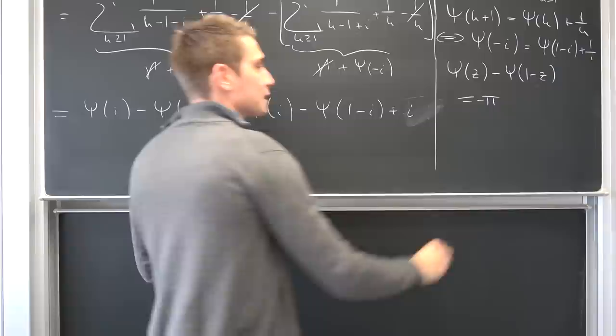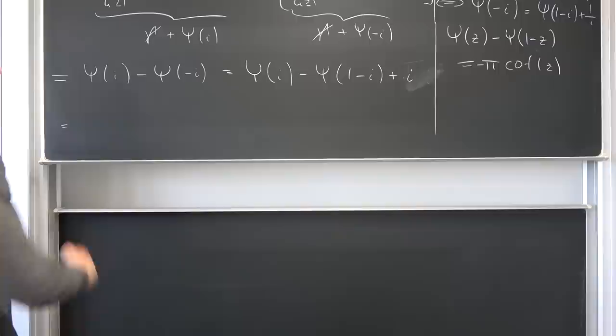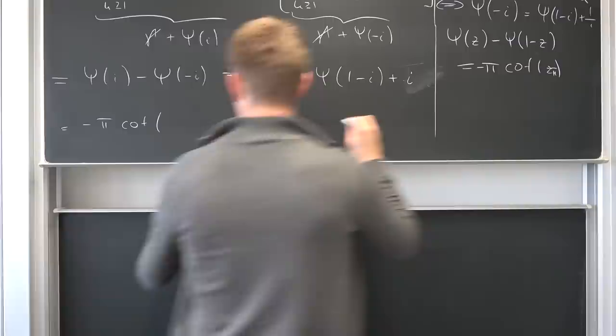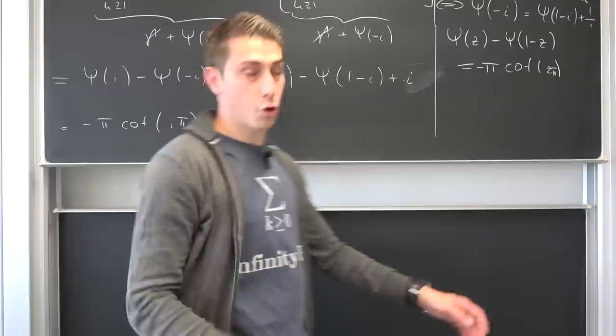Meaning, if we were to plug this into here, negative pi times the cotangent of pi z is exactly i at this point. So, also there's a pi missing. i times pi plus i. Whew. That's a lot of work, okay? And this is just a special case of a more generalized version.